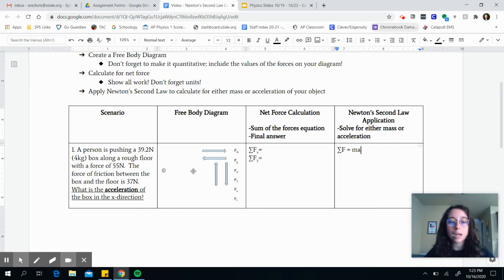Let's start with our free body diagram. We know we have a force applied, which we're going to draw to the right. We also should have a force gravity, because we're on a surface and on Earth, and it tells us that we have friction because it's on a rough surface. We've got to have friction too.